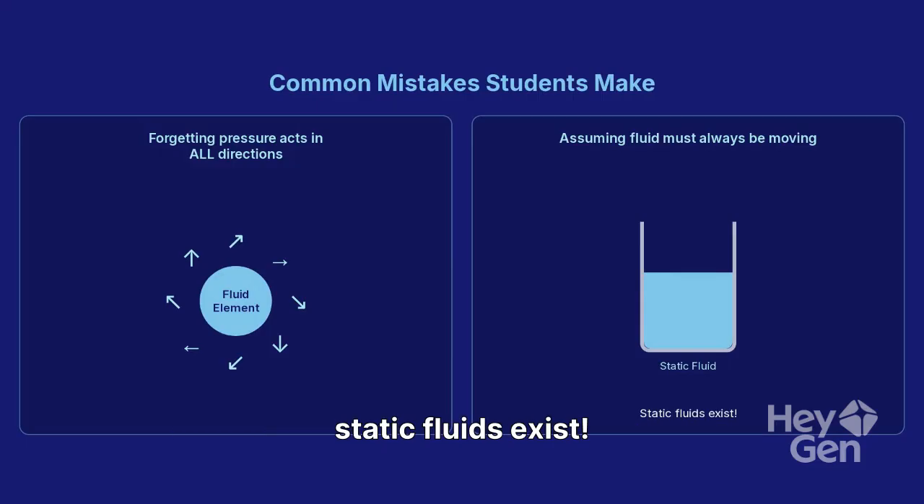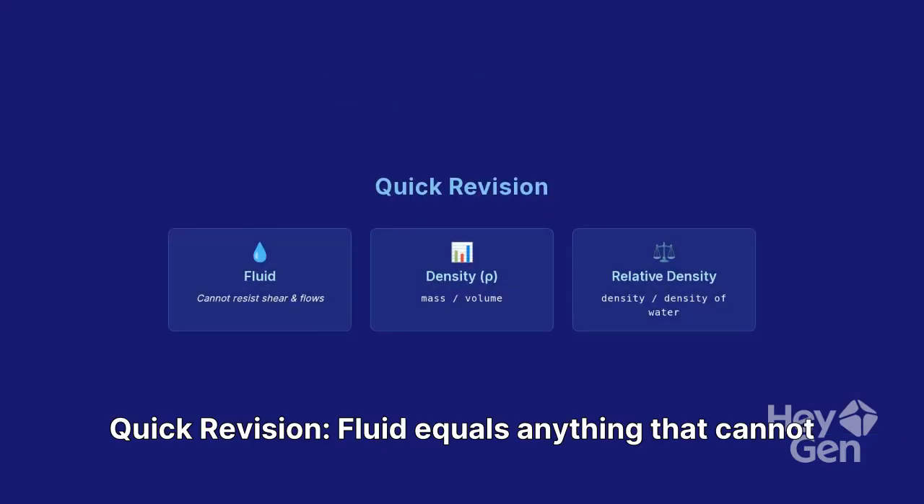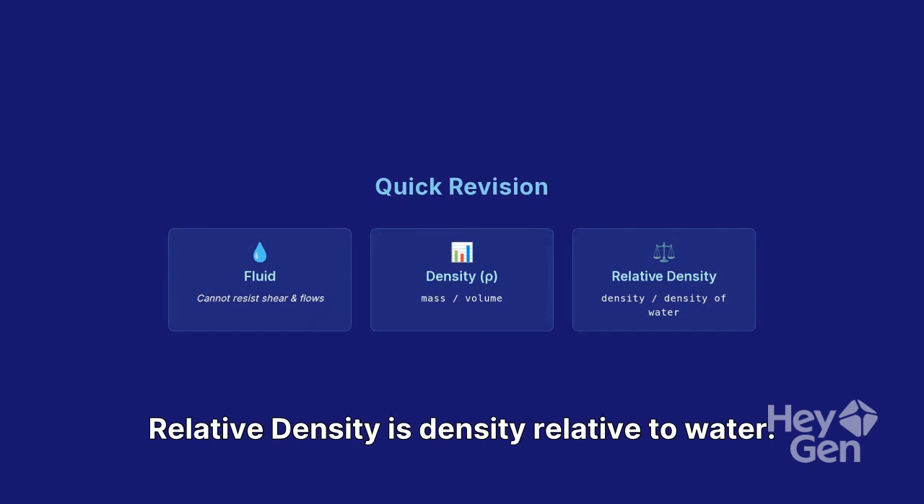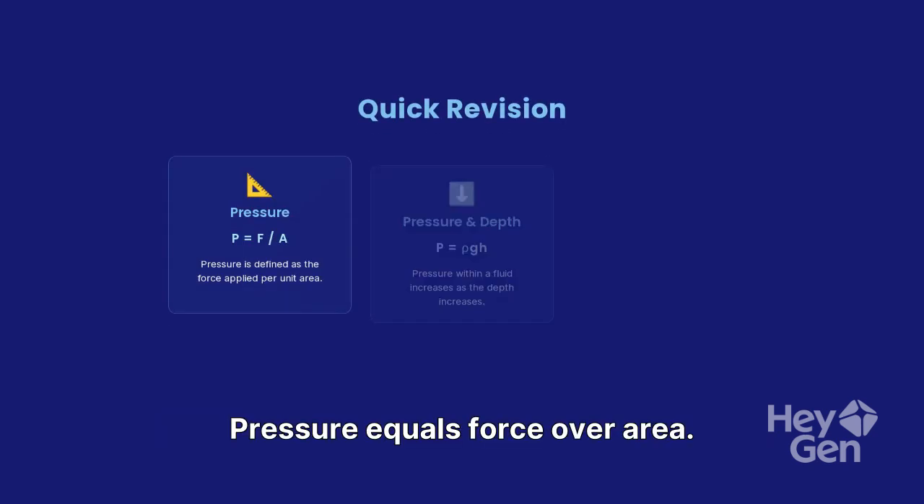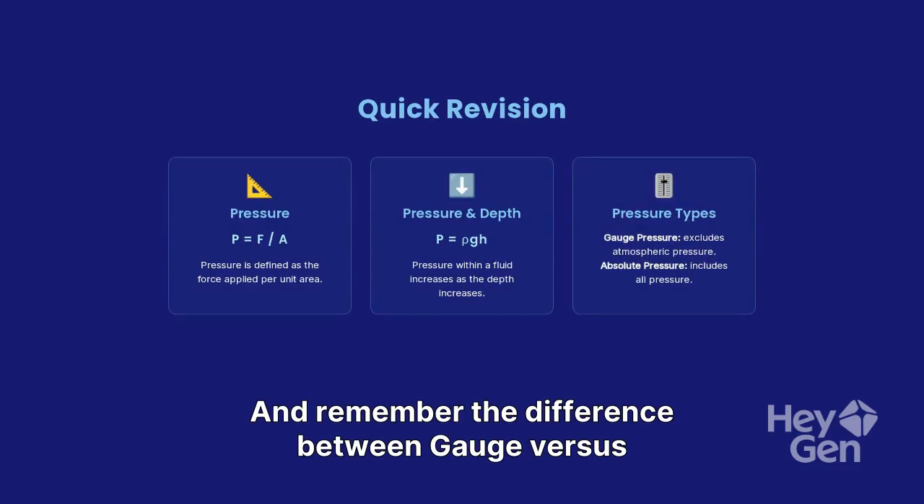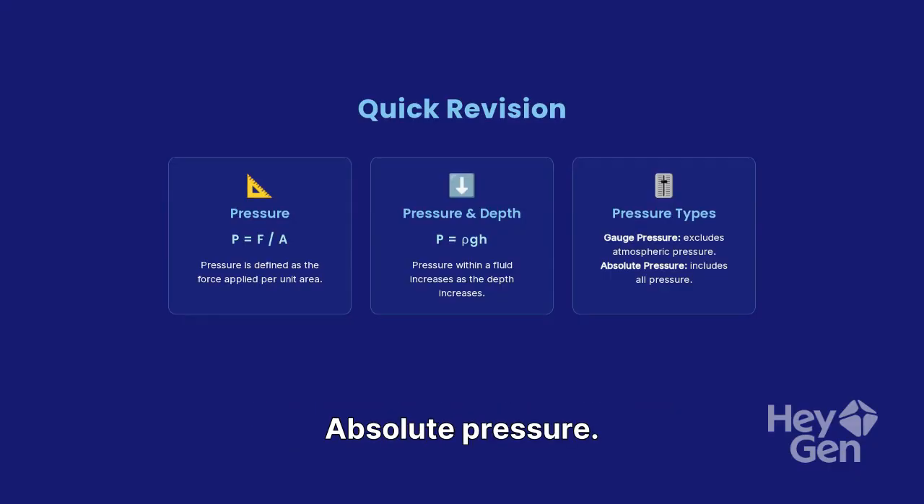Static fluids exist. Quick revision: fluid equals anything that cannot resist shear and flows. Density equals mass over volume. Relative density is density relative to water. Pressure equals force over area. Pressure increases with depth. And remember the difference between gauge versus absolute pressure.